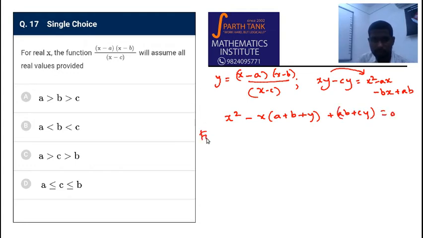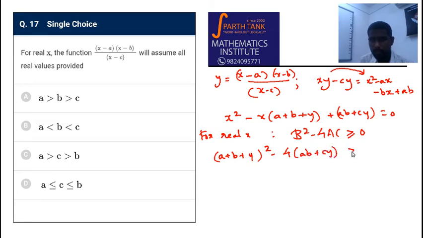For real x, b squared minus 4ac, the discriminant of this, should be greater than or equal to 0. So (a plus b plus y) the whole square minus 4 into (ab plus cy) should be greater than or equal to 0. Expand this quickly. a squared plus b squared plus y squared plus 2ab plus 2ay plus 2by minus 4ab minus 4yc is greater than or equal to 0.